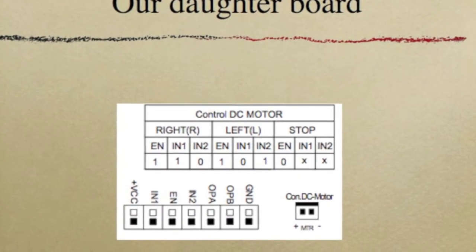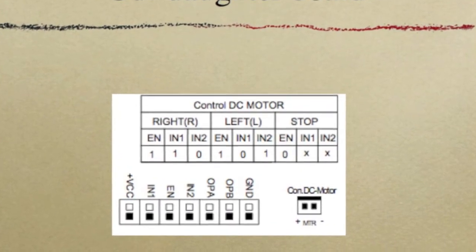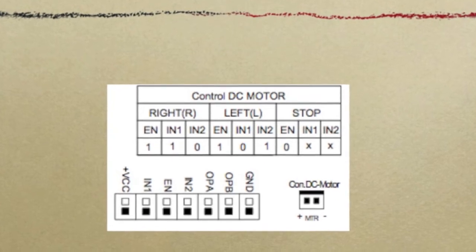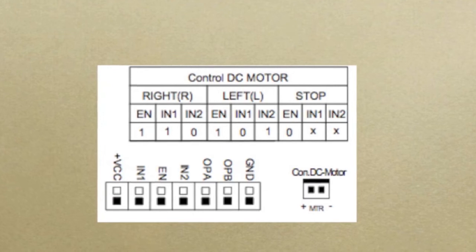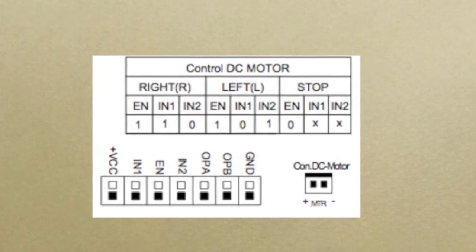So you can just use the EN pin to control whether you want to load the motor or not, and use IN1 and IN2 to control the direction. With that, you can now control the direction.